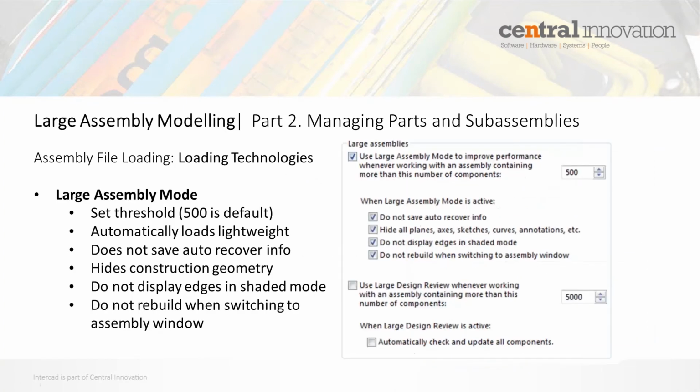Okay, large assembly mode. Large assembly mode implies lightweight mode. It sets that automatically when it's dropped in. Under the assemblies in the system options, these are some of the options that you will see relating to large assemblies. And we can set those as we require, so we can set it to do not save auto recover info. We can hide all planes, axes, sketches, curves, annotations. Do not display edges in the shaded mode, and do not rebuild when switching to assembly window. That default can obviously be changed.